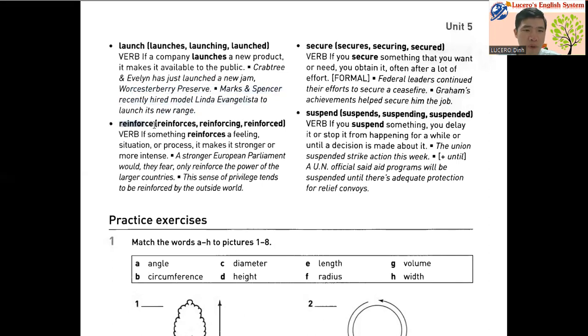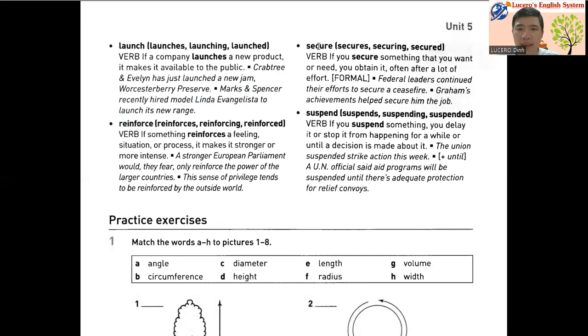And number four, reinforce. If something reinforces a feeling, situation, or process, it makes it stronger or more intense. For example, a stronger European Parliament would, they fear, only reinforce the power of the larger countries. The second example, this sense of privilege tends to be reinforced by the outside world.